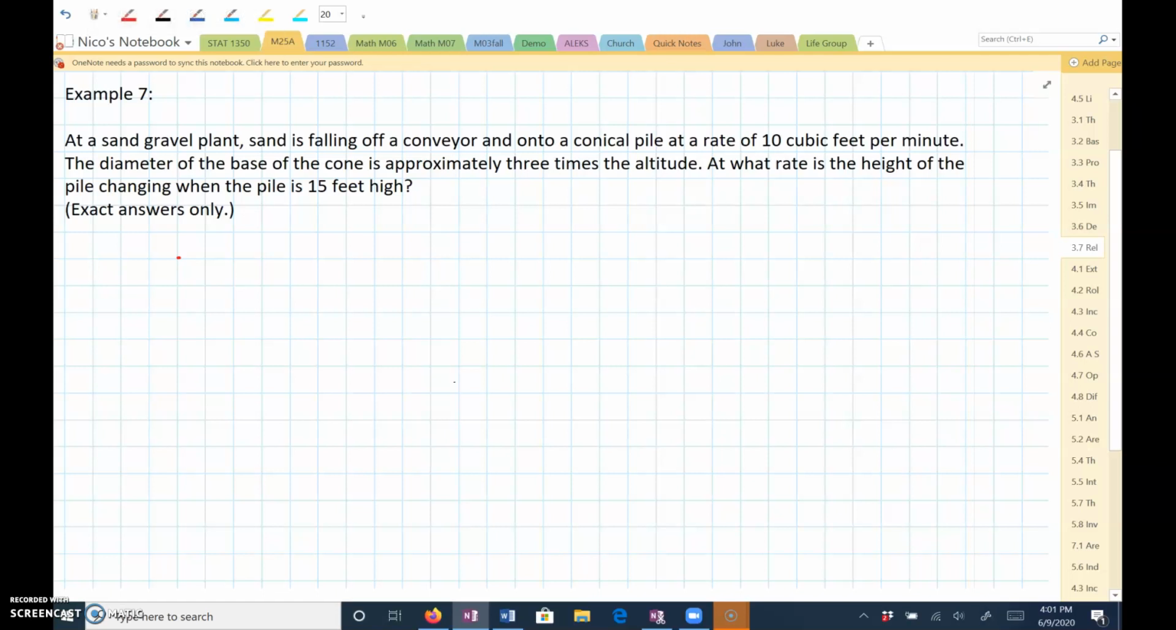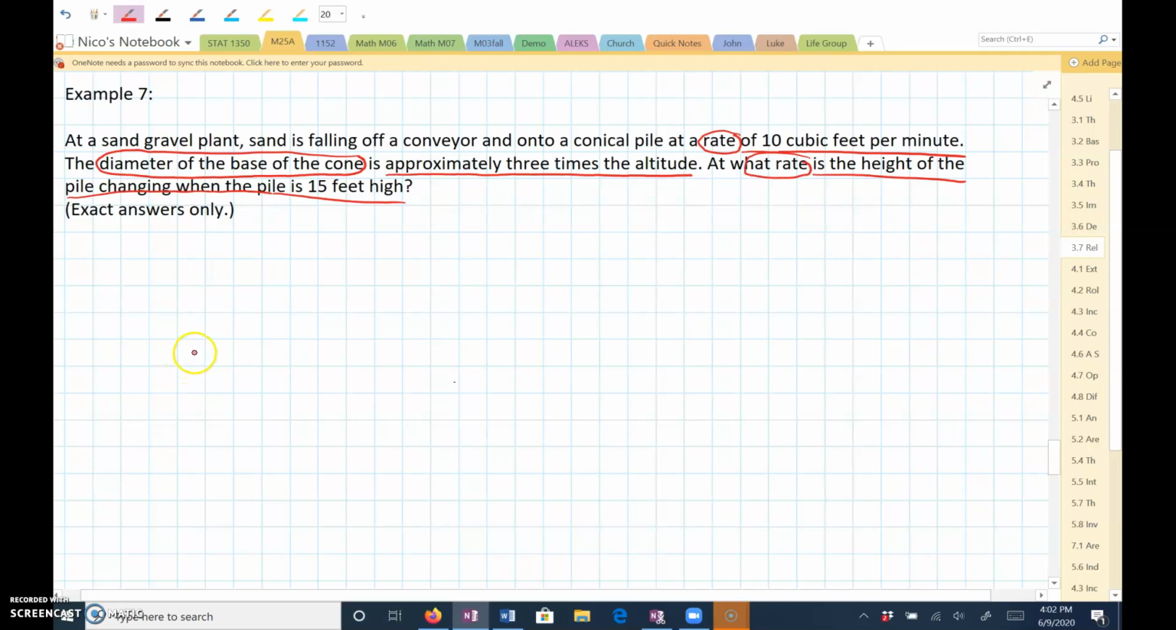Example 7. At a sand gravel plant, sand is falling off a conveyor and onto a conical pile at a rate of 10 cubic feet per minute. The diameter of the base of the cone is approximately 3 times the altitude. At what rate is the height of the pile changing when the pile is 15 feet high?